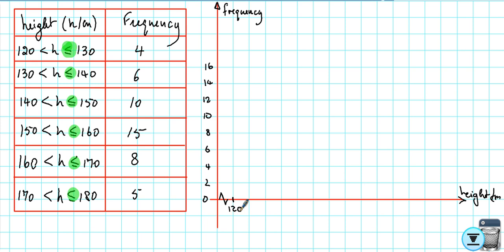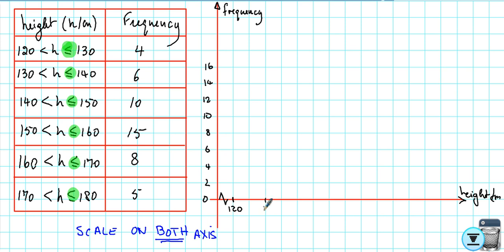In a histogram, I should have a scale on both axes. This is very important. I should have a scale on both axes. In fact, this is one very big difference between a histogram and a bar graph. I have a scale on both axes. So 120, I have to arrive to 180.